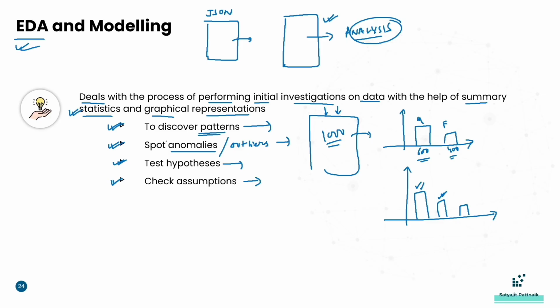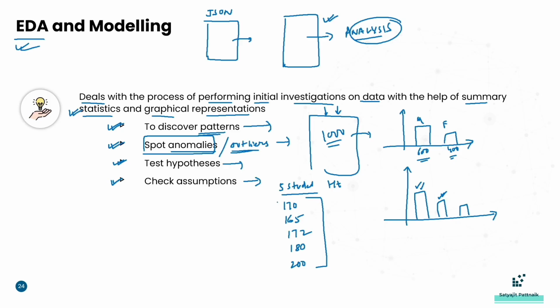Now, what do you mean by spotting anomalies or spotting outliers? Outliers, in simple terms, are nothing but those data points that are very far away from other data points. Imagine you have 5 students and you are analyzing the height of each student. Somebody's height is 170 centimeters, somebody's is 165, somebody's is 172, 180, and somebody's is 200.